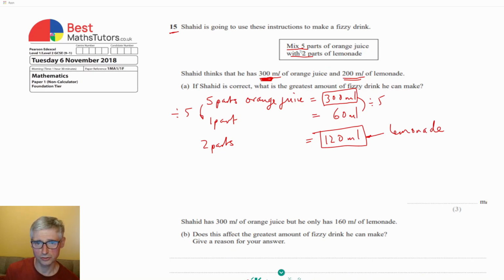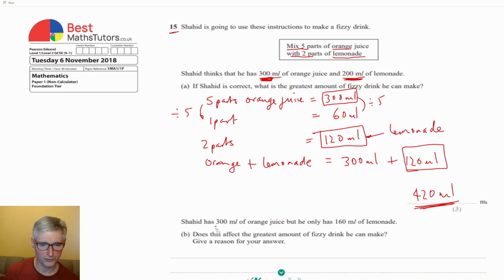So in fact the situation is that he's going to run out of orange juice before he runs out of lemonade. Now we can see what's the greatest amount of fizzy drink that he can make. Well, it's going to be the lemonade plus the orange, and that would be 300 millilitres for the orange plus 120 millilitres for the lemonade, which would give me 420 millilitres.